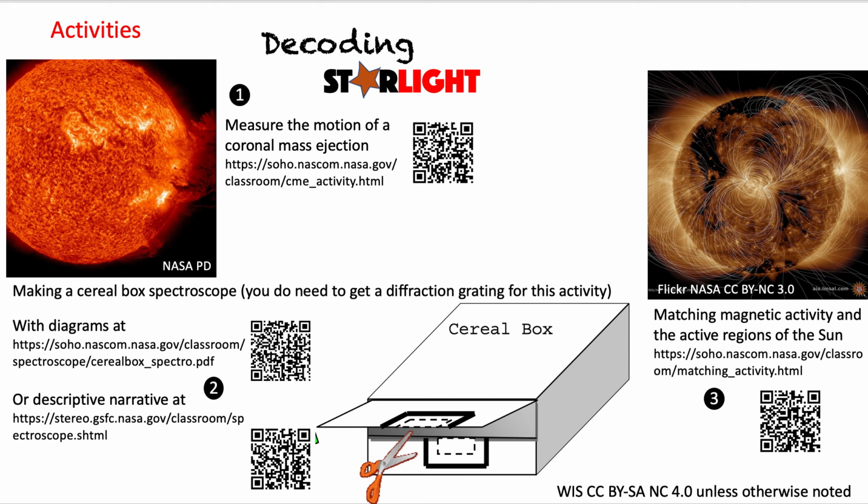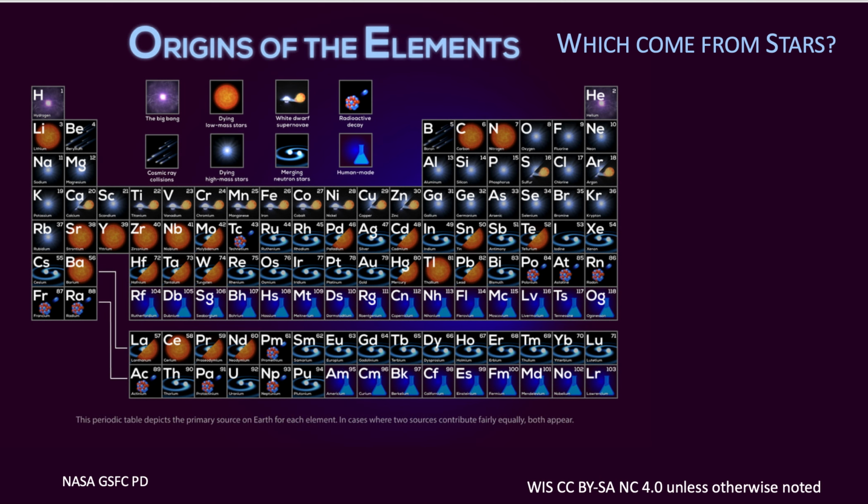And then some activities that you can do, links with the QR code: measuring the motion of a coronal mass ejection, making a spectroscope, but you do need a diffraction grating for that, and then matching magnetic activity, the third one, and active regions of the sun. Try some of those because they're interesting.